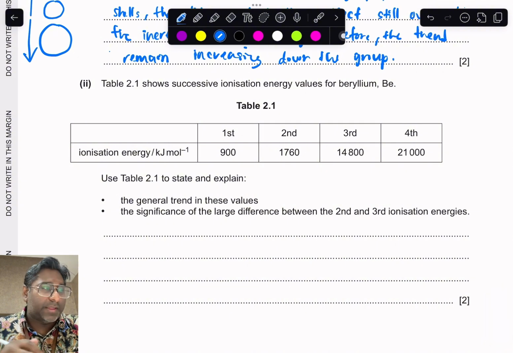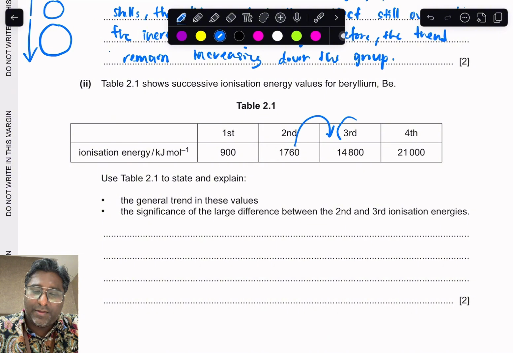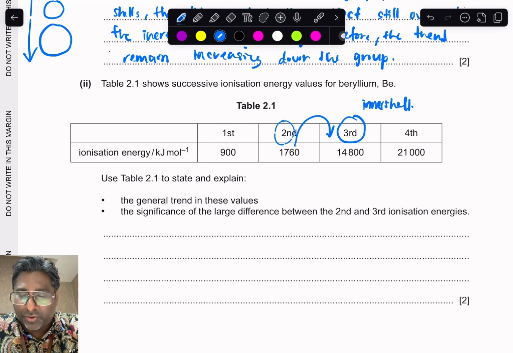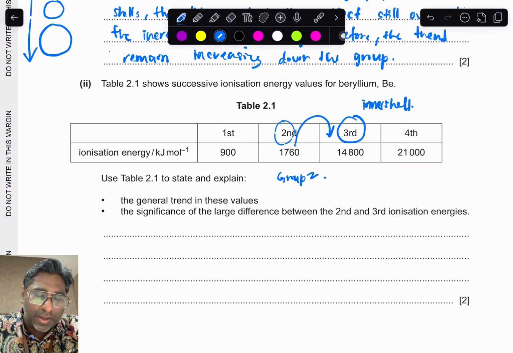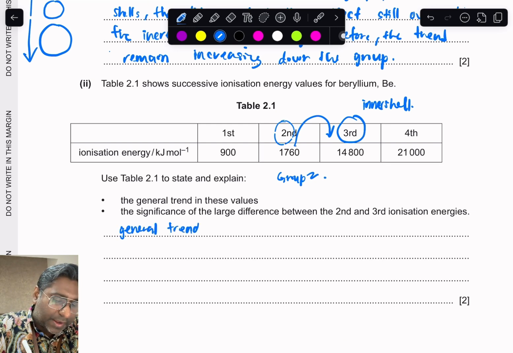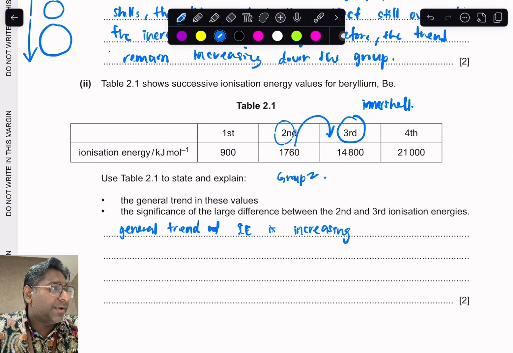Okay, let's move on. Table 2.1 shows successive ionization energy values for beryllium, and we can see there is a significant increase from here to here, from 2000 to 14,000. There is a big increase over there, so it means that the third electron must be in the inner shell. The outer shell contains 2 electrons, therefore this must belong to group 2. So explain the general trend in this value. The general trend of ionization energy is increasing.